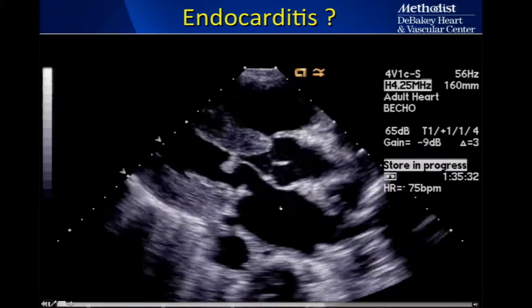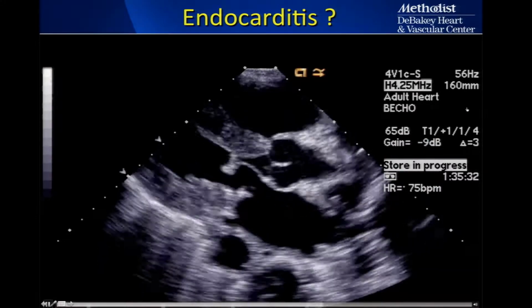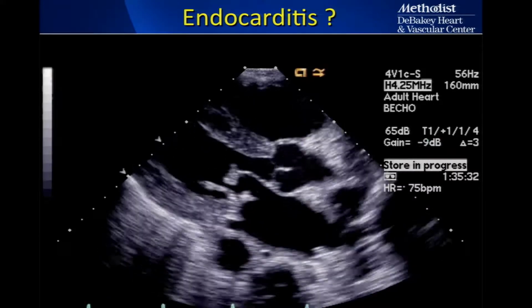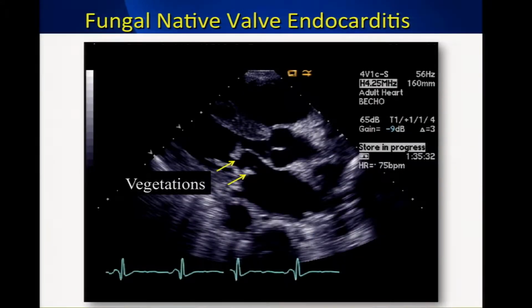So this is unusual because it has a lot of bulk and not a lot of mobility. I show you this because there are no absolute rules with endocarditis. This doesn't have the mobility you'll often see, but the reason this one is abnormal is because it's fungus. And fungal endocarditis can actually behave a little differently.